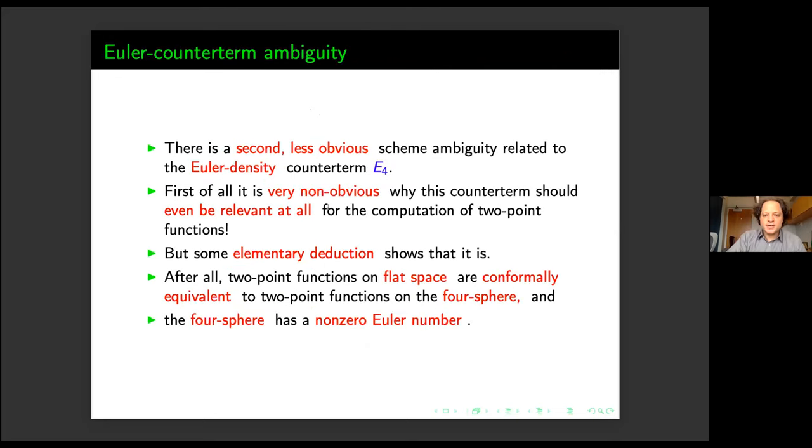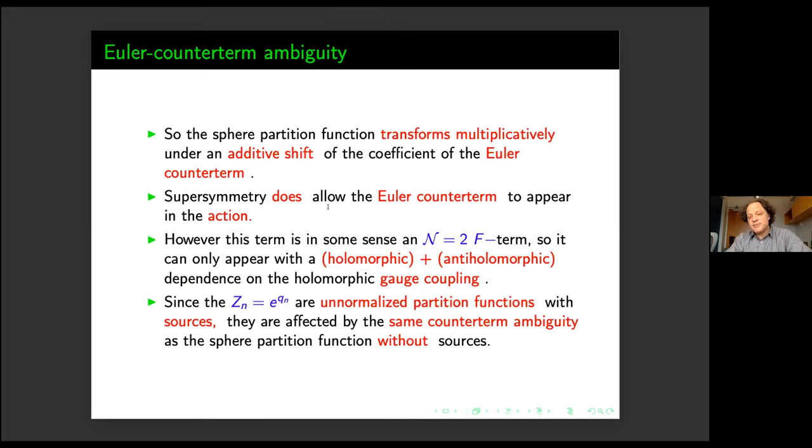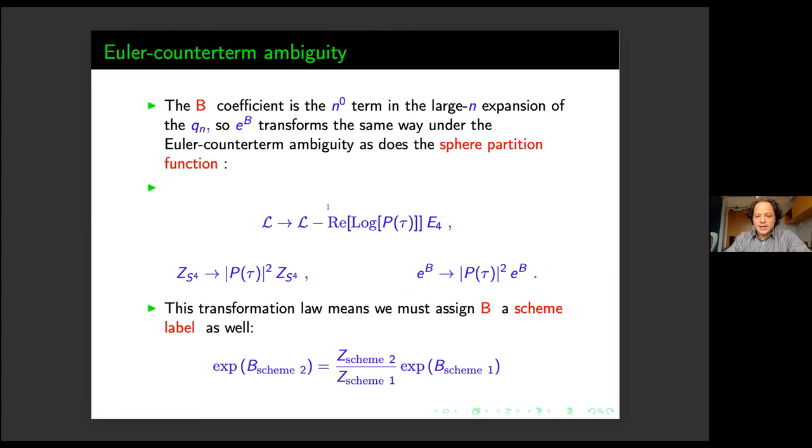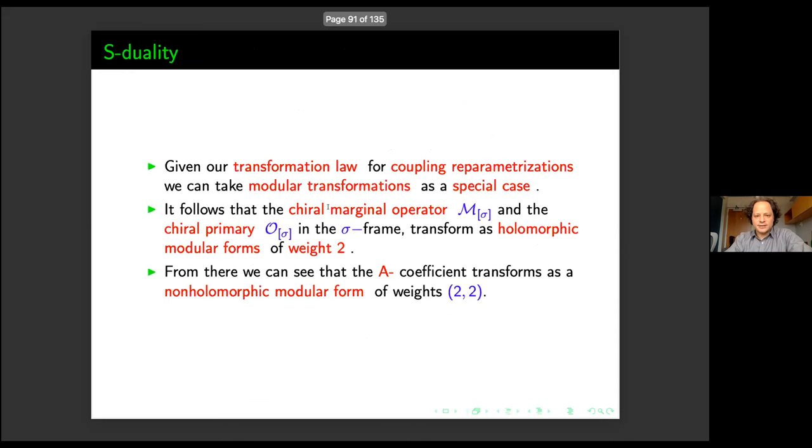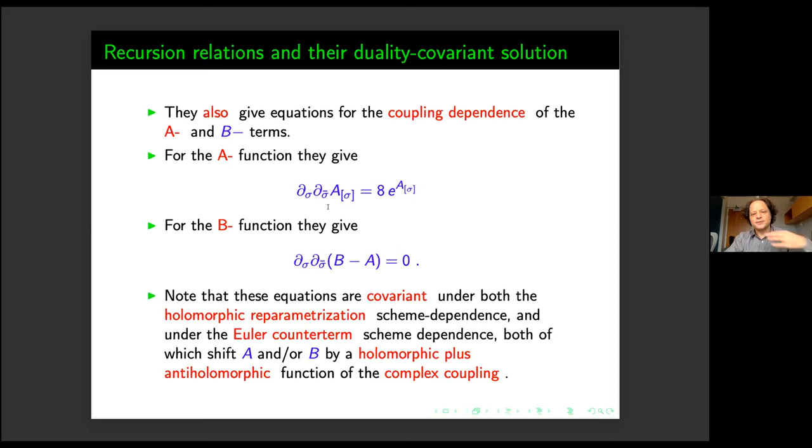And then there's a second, less obvious scheme ambiguity related to the Euler density counterterm, and this was analyzed a lot by various authors, including Gomez, Gerchkiewicz, Komargodski, and Pufu. Why should that counterterm be relevant at all? It has to do with the fact that these are all secretly partition functions on the four-sphere, and the four-sphere has a non-zero Euler number. But this scheme ambiguity can be taken into account as well and made covariant under duality symmetry. I'm going to skip a bit, but if people would like to come back to this later, I will. I'm just trying to define the problem.